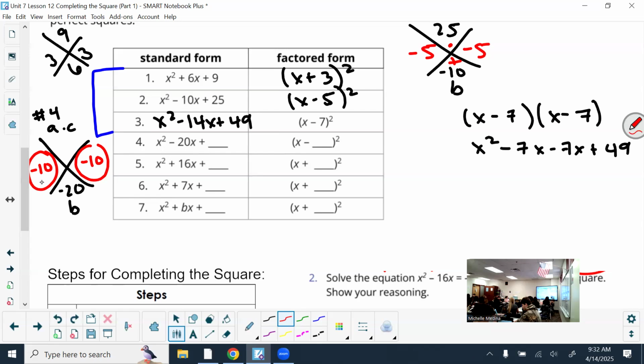Now I have enough information to fill in the top, because we know that it was always these two numbers multiplied to the top and add to the bottom. So class, -10 times -10 is 100. That's what my C value is, because my A value is 1. That's what goes here. And then to fill in my factor form, it's x minus 10 in parentheses squared. Does that make sense?